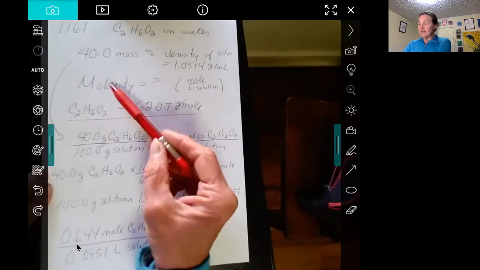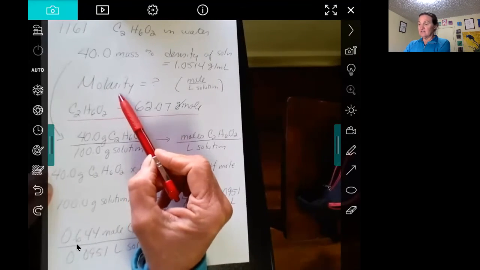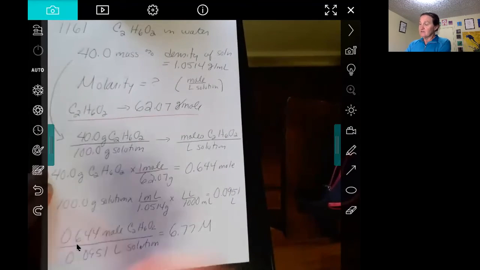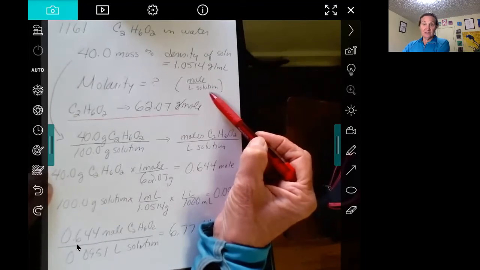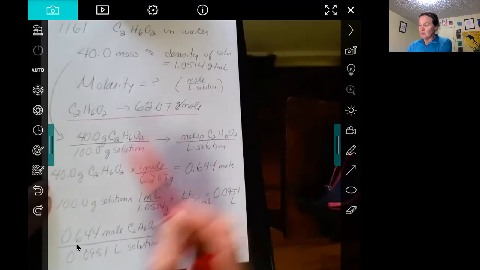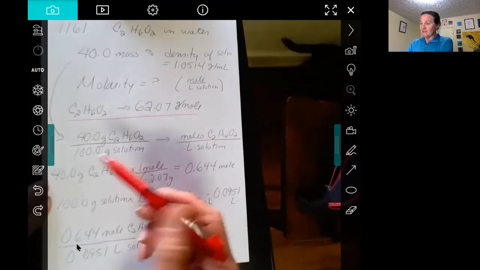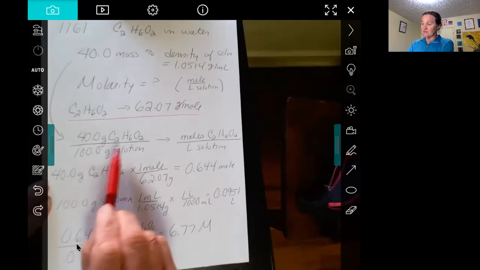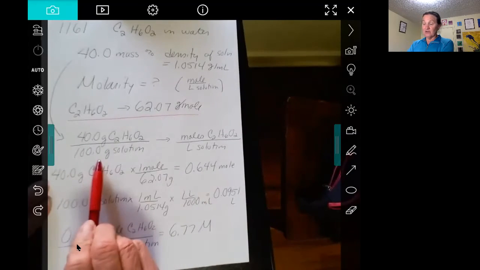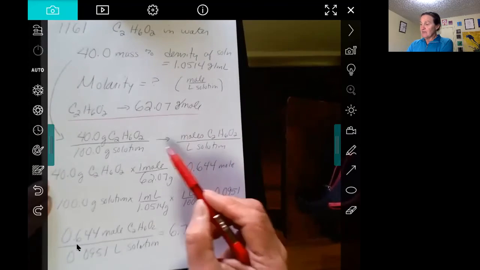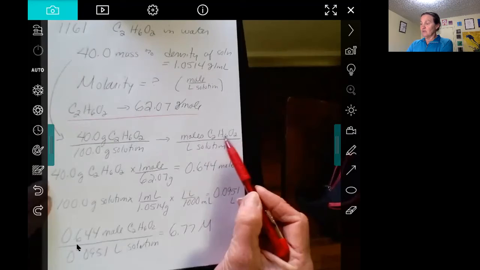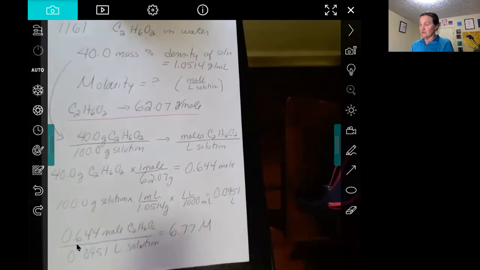So from that information, they want us to determine what the molarity is. Remember, you should have this on your note card. Molarity is moles per liter of solution. So if I go back to where I started with 40 grams of the ethylene glycol per 100 grams of solution, that's what 40 mass percent means. And I want to convert those units to moles of the ethylene glycol per liter of solution. It's not a hard problem as long as you keep your units organized.